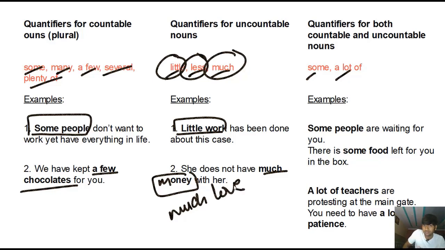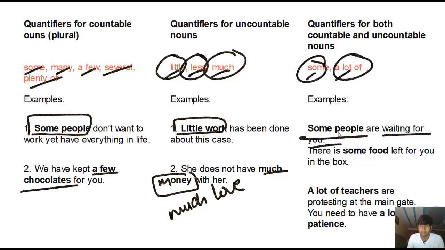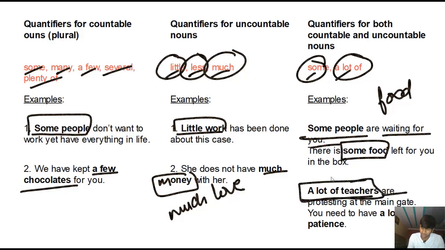Right. Now, both countable and uncountable nouns. These are some and a lot of. Some people are waiting for you. Some people. You can count people, right? Plural noun. There is some food left for you in the box in the fridge. Some food. You cannot count food, right? A lot of teachers are protesting at the main gate. A lot of teachers. Teachers, you can count them. Plural noun. You need to have a lot of patience. Patience, you cannot count.